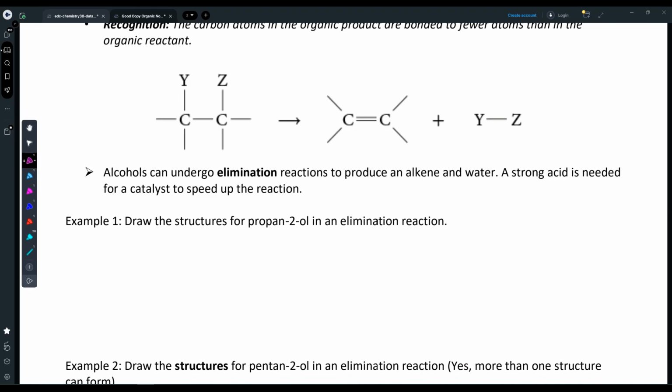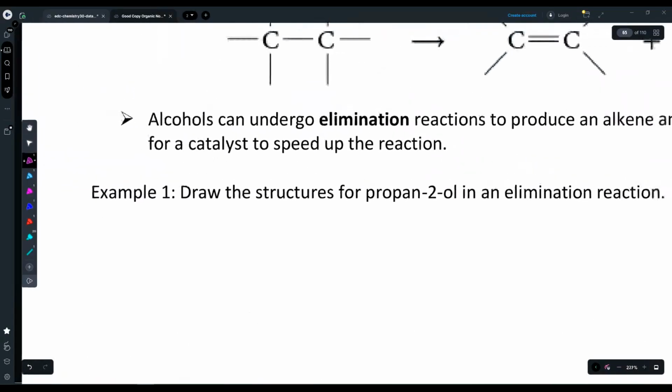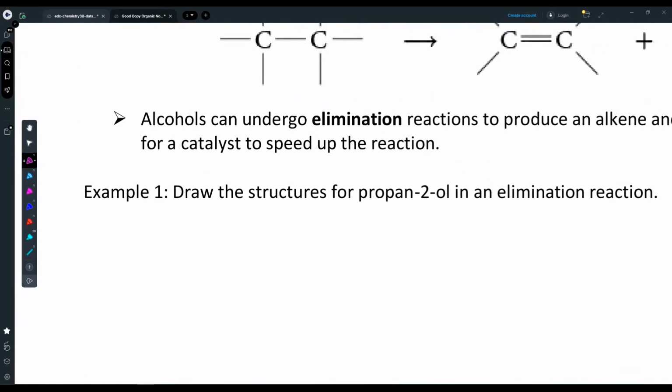Okay, so alcohols can undergo elimination reactions to produce an alkene and water. A strong acid is needed as a catalyst to speed up the reaction. Okay, so let's do an example of an alcohol in an elimination reaction.